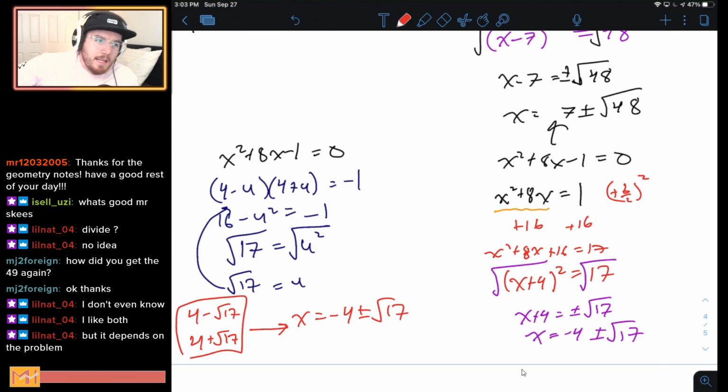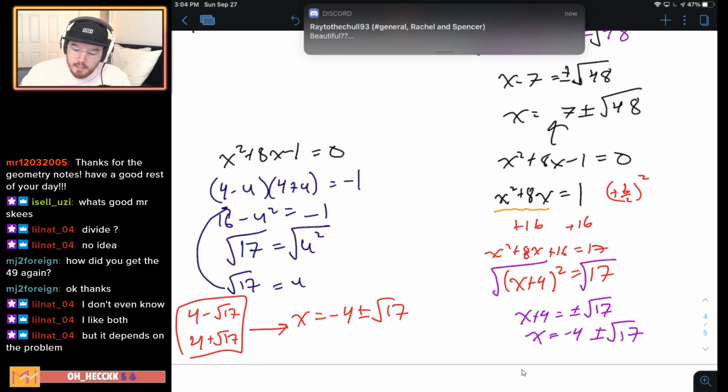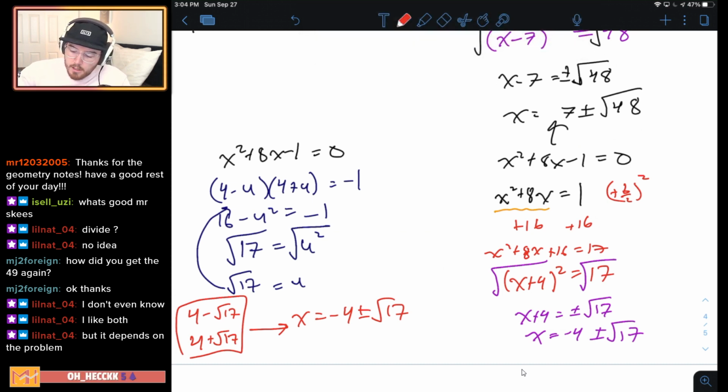So why are we completing the square here? What's so special about these problems that we're introducing completing the square? In my opinion, there's nothing particularly different about them. Completing the square is something that you can do every time. But as Lil Nat kind of hinted at, it kind of depends on the problem.